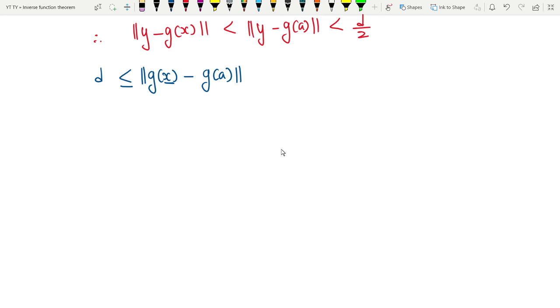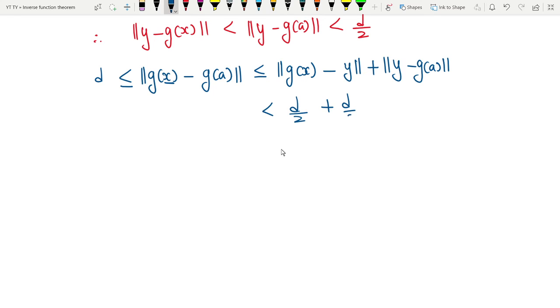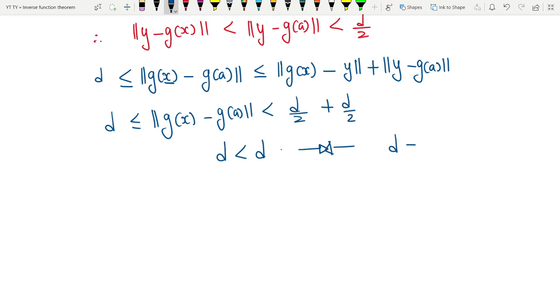Also, by the triangle inequality, this is less than or equal to mod of g of x minus y plus mod of y minus g of a, right? And we know both of them are strictly less than d by 2. So d by 2 plus d by 2. And over here we had d is less than or equal to mod of g of x minus g of a. And if I see this, what I found is that d is strictly less than d, which is a contradiction.